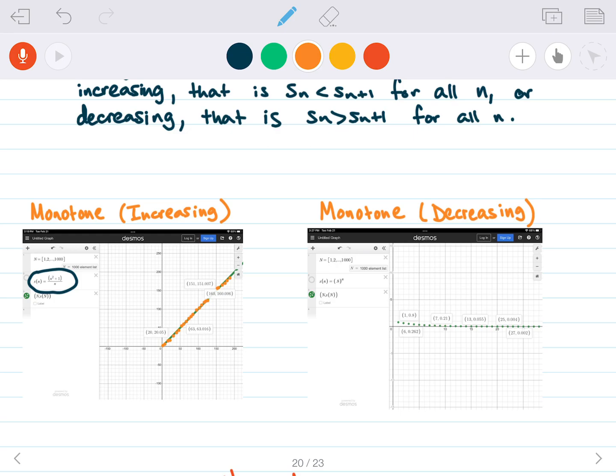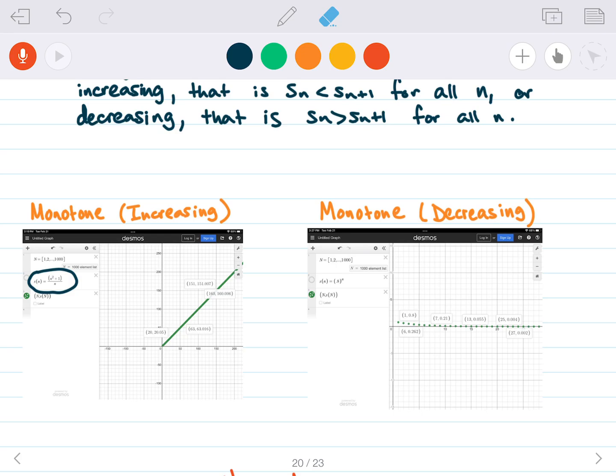Anyway, what I'm trying to say here is as n gets bigger, so does the function, right? There's never going to be a weird pattern where it gets bigger and then goes down and then up again. No, it's just going up and up and up. As n gets bigger, the output gets bigger. So this is monotone increasing.